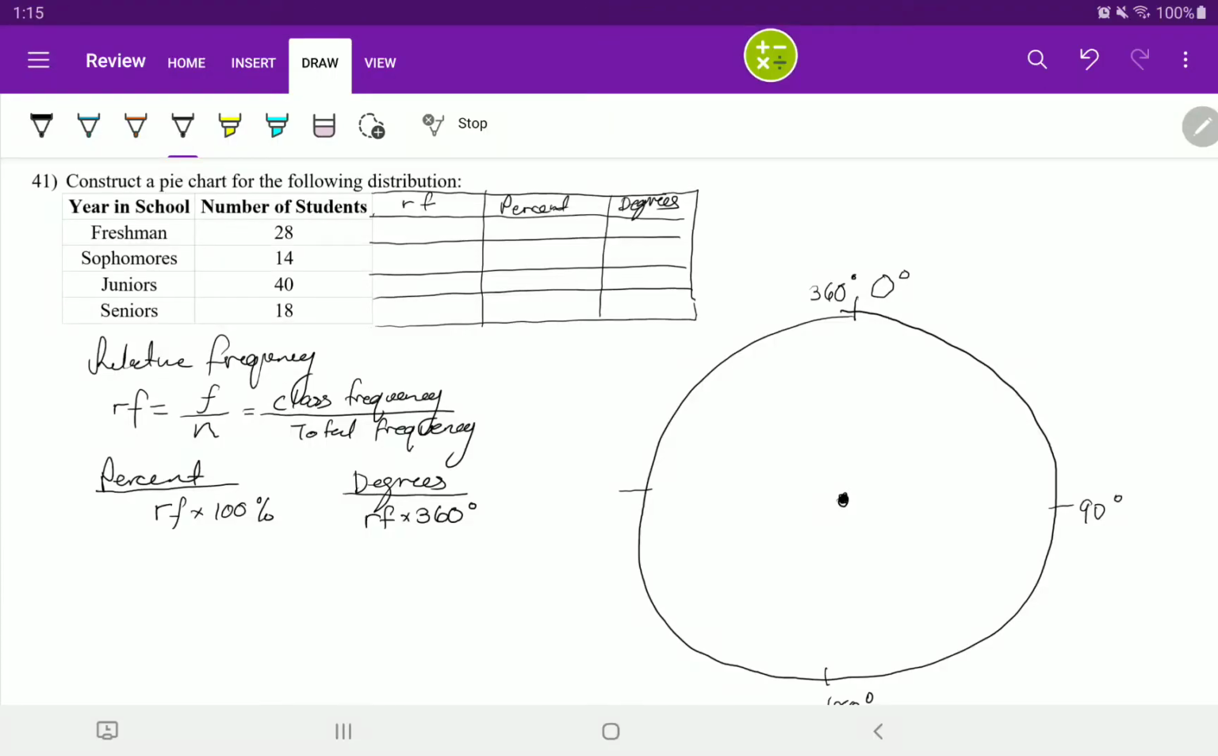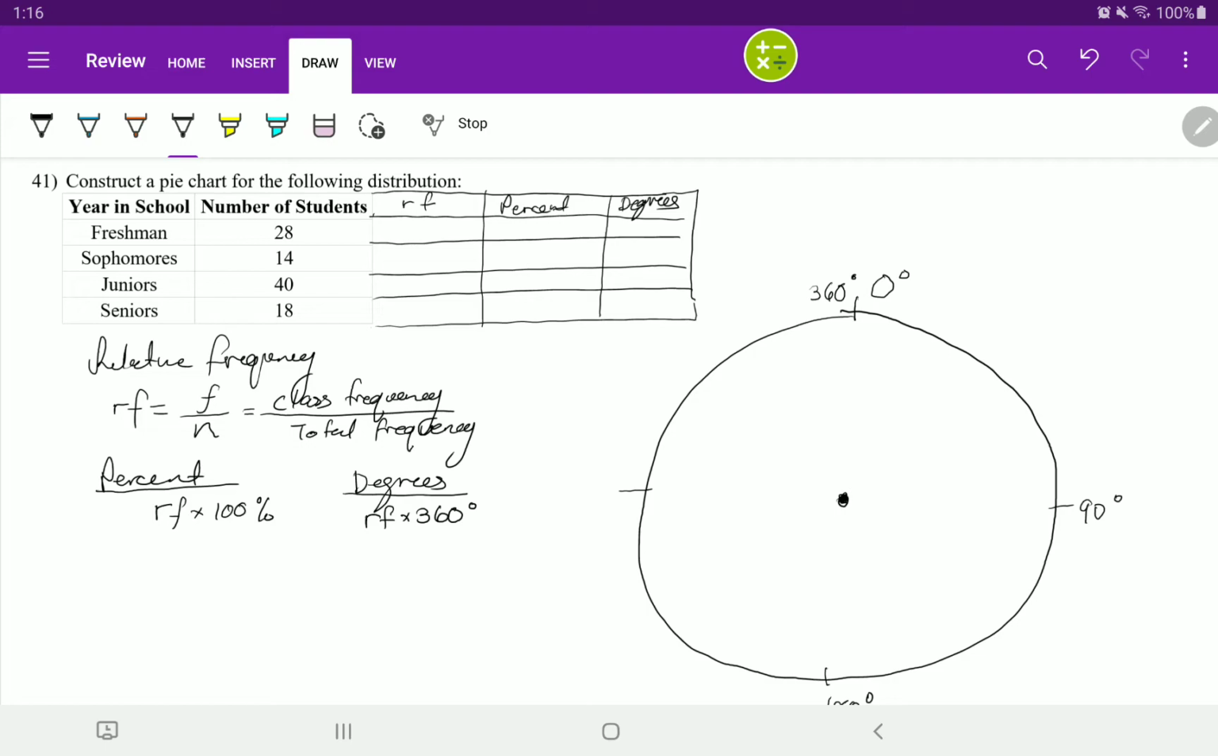Number 41. It says construct a pie chart for the following distribution. We have the years in school and we have the number of students. If you notice here, I added 3 extra columns: a column for relative frequency, a column for percentage, and a column for degrees.